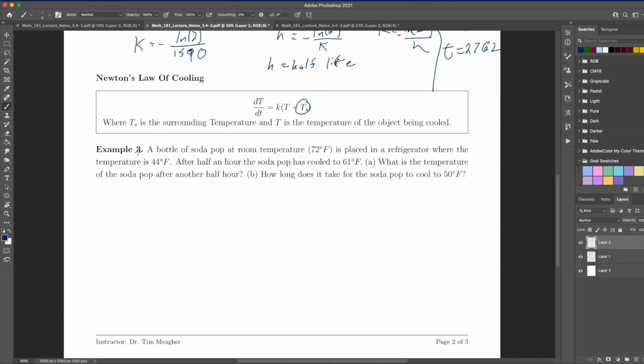Okay, so we're just going to do an example. Say I have a bottle of soda pop at 72 degrees placed in the fridge. So I take room temperature soda pop and put it into a normal fridge. A normal fridge should be something above freezing, but less than 50. After half an hour, the soda pop is cooled to 61 degrees. What is the temperature of the soda pop after another half hour? How long does it take for the soda pop to cool to 50 degrees? This is just a common question, so let's crunch through it.